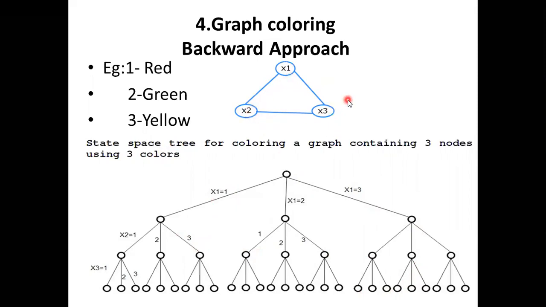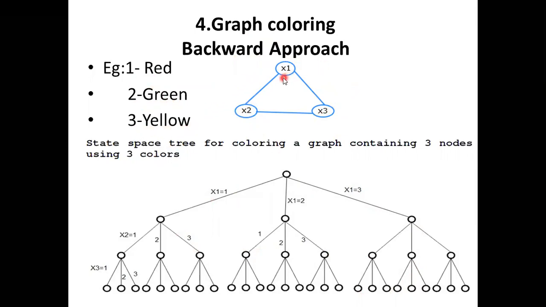Now the question here is, we have to color these particular vertices: the x1 vertex, the x2 vertex, and the x3 vertex. That is graph coloring. There, I took some colors. The first color is red, for which I gave the number 1. The second color I took as green, and I gave it the number 2. Third I took yellow, and I gave it the number 3.